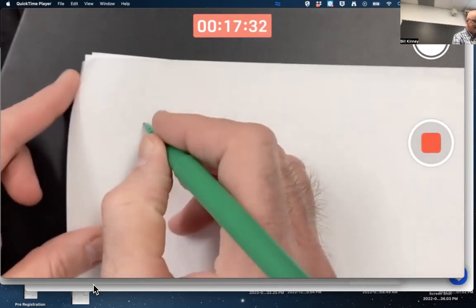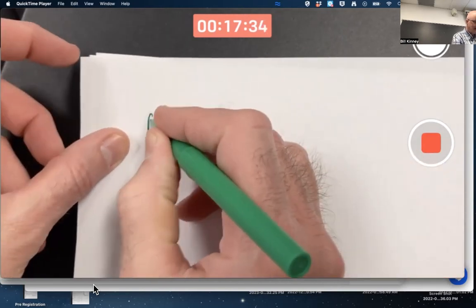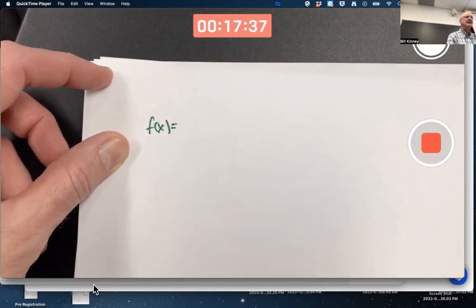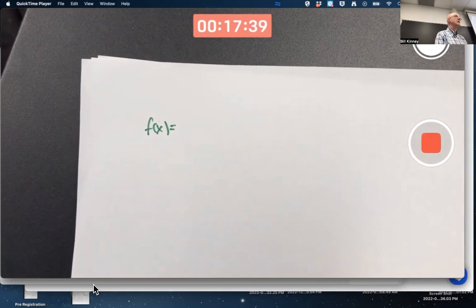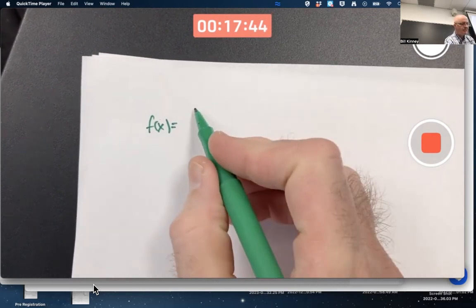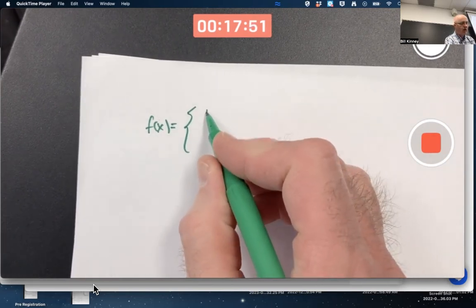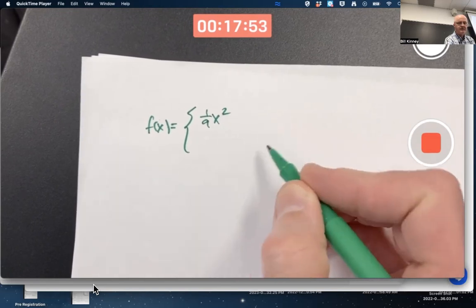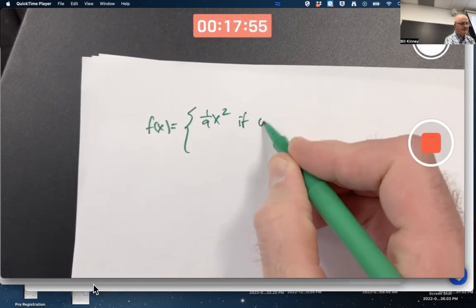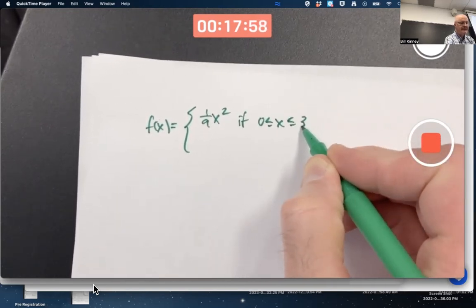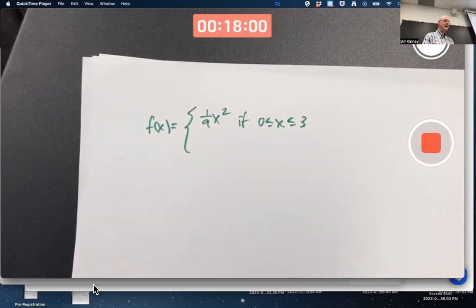F of x equals 1/9 times x squared will have an area under it equal to 1 over the interval from 0 to 3. But let me do something a little funny. Let me write f of x as a piecewise function. I'm going to make it be 1/9 x squared if x is between 0 and 3. So that would again be this example that I was hinting at. That'll be a function whose integral from 0 to 3 will equal 1.